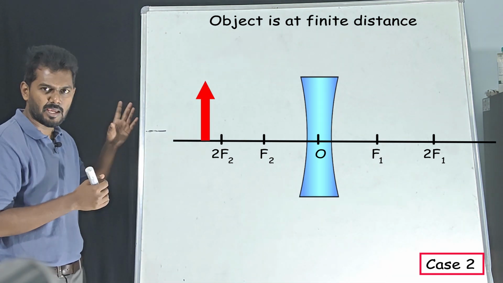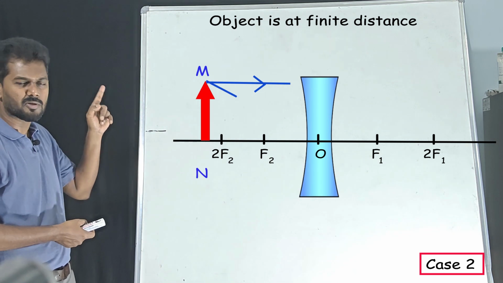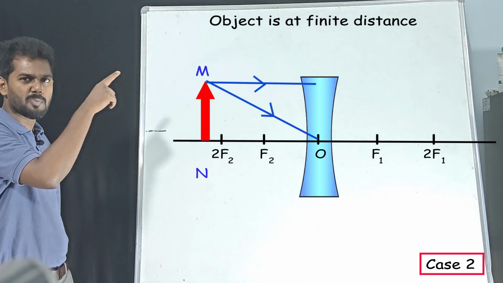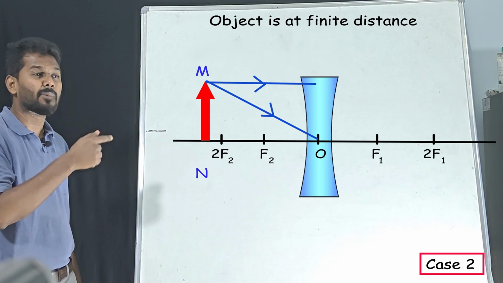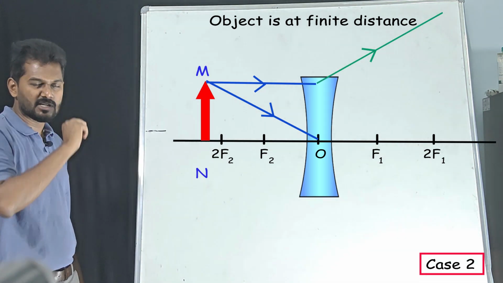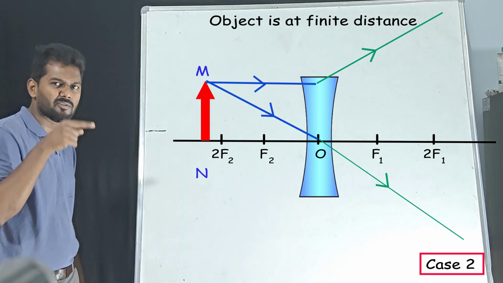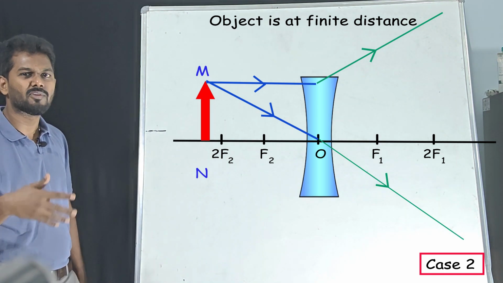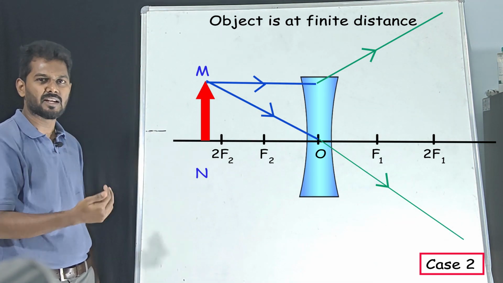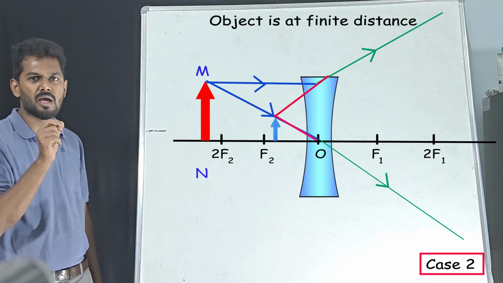Now in this case, what are the two possibilities? One parallel to principal axis, one passing through optic center. If it is parallel to principal axis, what happens in concave? It will diverge, correct? If it is passing through optic center, it passes without deviation. Here we are never going to get the intersection. So what can we do? Extend the refracted rays backward. Where they meet, there we are going to get the image.